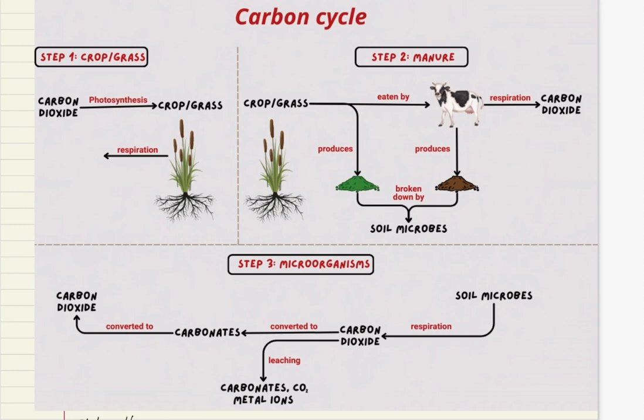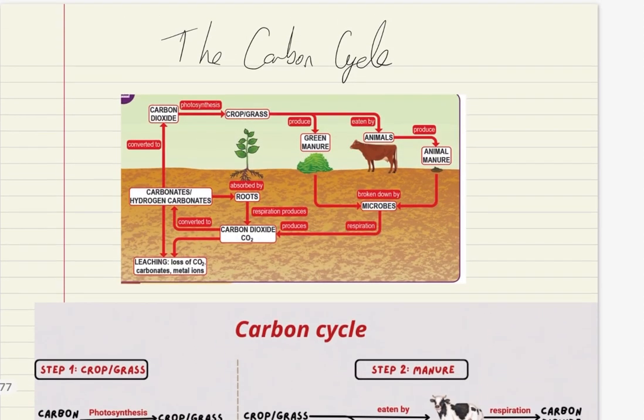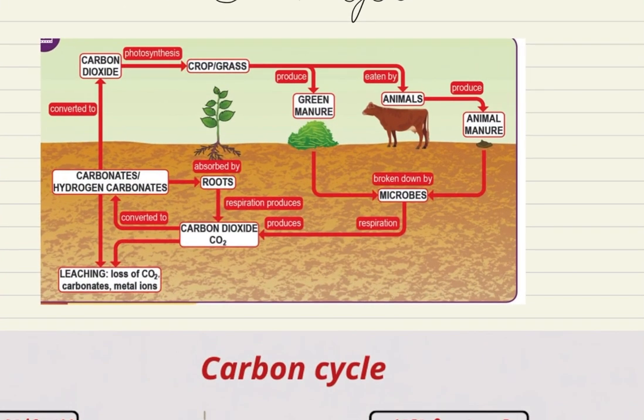Leaching is the washing down of minerals into further soil horizons in the form of carbonates, CO2 or metal ions. And this is typical of what you'd see in podzol soils, which is leaching. So hopefully those 3 steps are nice and straightforward for you, an awful lot easier than this sort of complicated diagram here in the book.